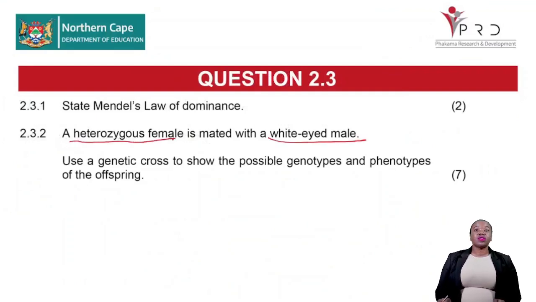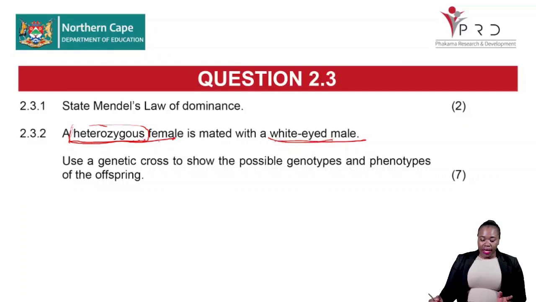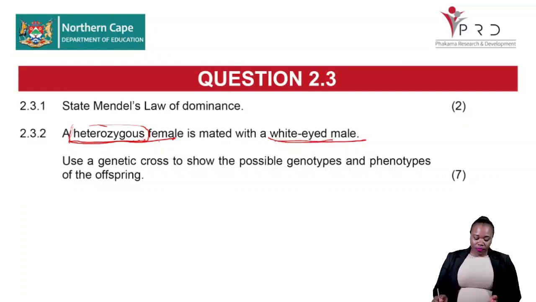Right. Remember, as soon as they say heterozygous, it means that this individual is the dominant one or is carrying the dominant characteristic. Why? Because you cannot be heterozygous and have the recessive phenotype, basically, right? And then this one is white-eyed. We know that having the white eyes is the recessive trait, right?